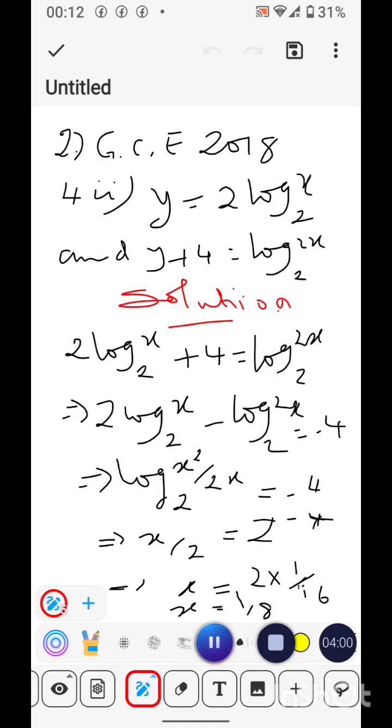Okay, the second example that we have here is GCE 2018, question 4 Roman 2, which says if y equals 2 log x base 2 and y plus 4 is equal to log 2x base 2.